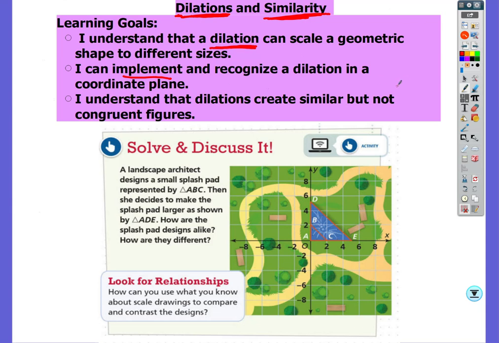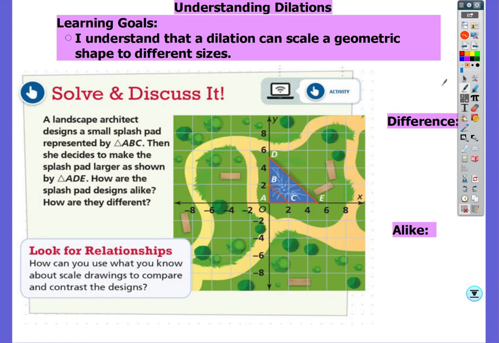We also want to understand that dilations create something called similar figures. That's a little bit different than congruent, but we'll look at that in a little bit. So let's start with that exploration problem that I gave you last Friday. If you haven't done that yet, go ahead and pause the video and do that now, because that's what we're going to use to jump off into this concept.